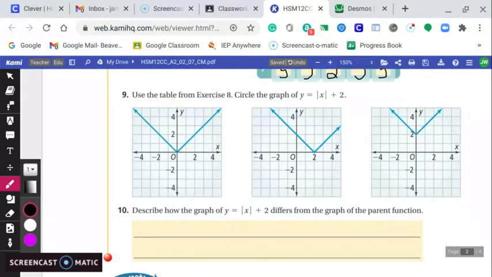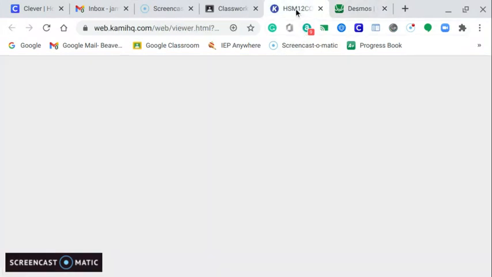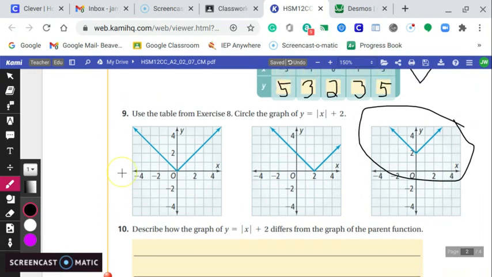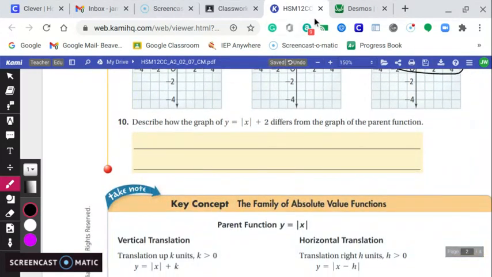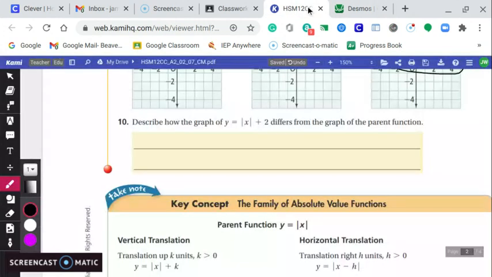So use a table from exercise 8. Circle the graph of y equals |x| plus 2. And here's our y equals |x| plus 2 we just talked about right here. So we're going to take that and circle this one right here. Okay, describe how the graph of y equals |x| plus 2 differs from the parent function. And again, use Desmos. All you can say is it is translated or slid 2 units up on the y-axis. That's what I would say. So you can write that in there. 2 units up.